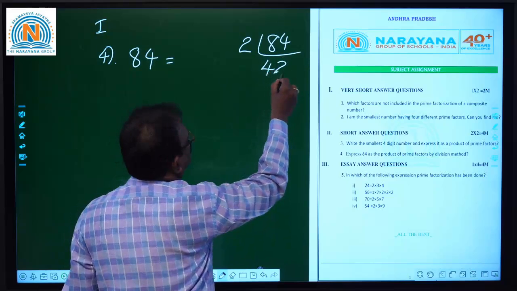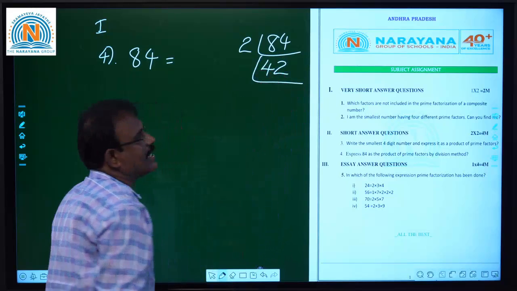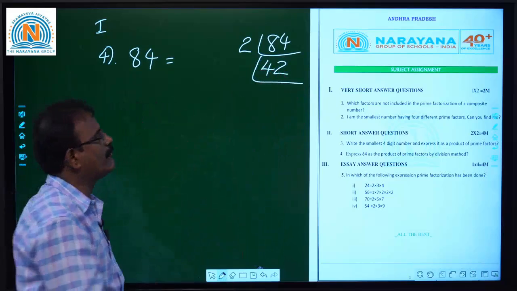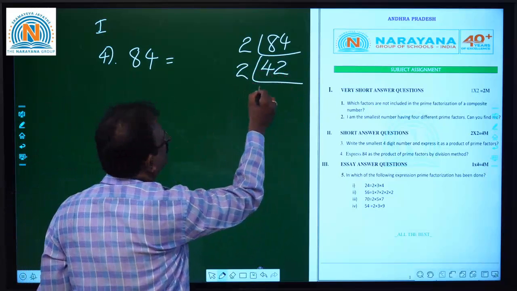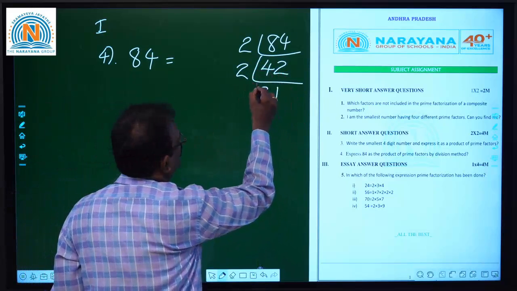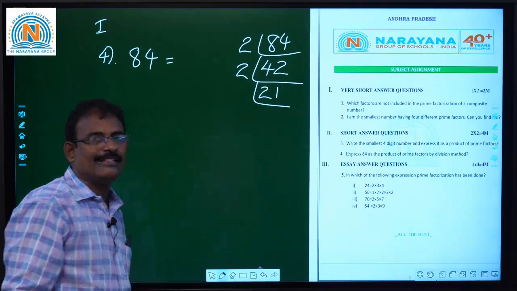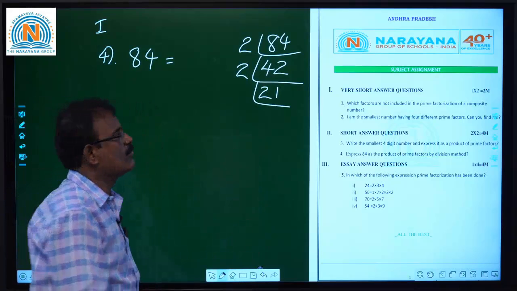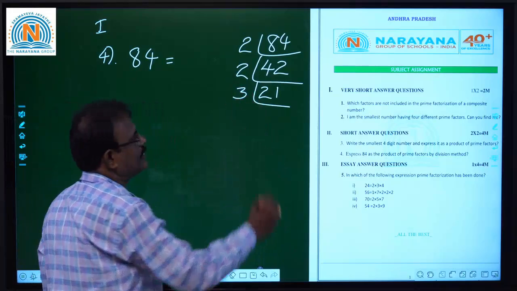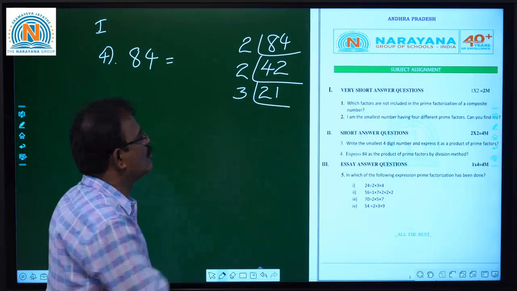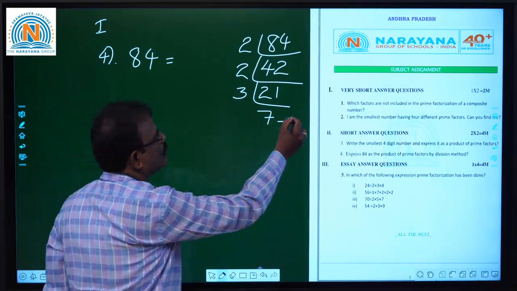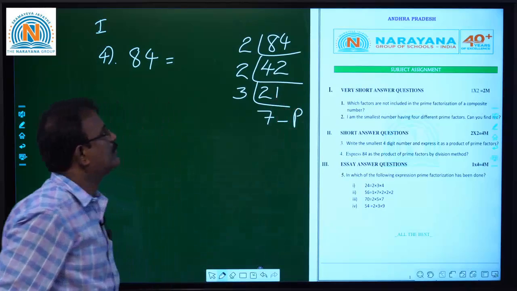How many times, children? 2 4s, 2 2s. As 2 in units place, 42 is divisible by 2. So this is 21 times. So sum of digits in 21 is 2 plus 1, 3. So it is divisible by 3 as test of divisibility. So how many times? 7 times. So this is the prime number.